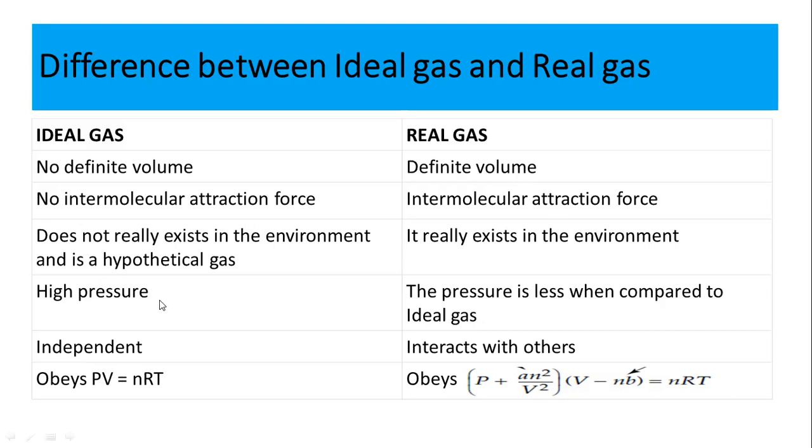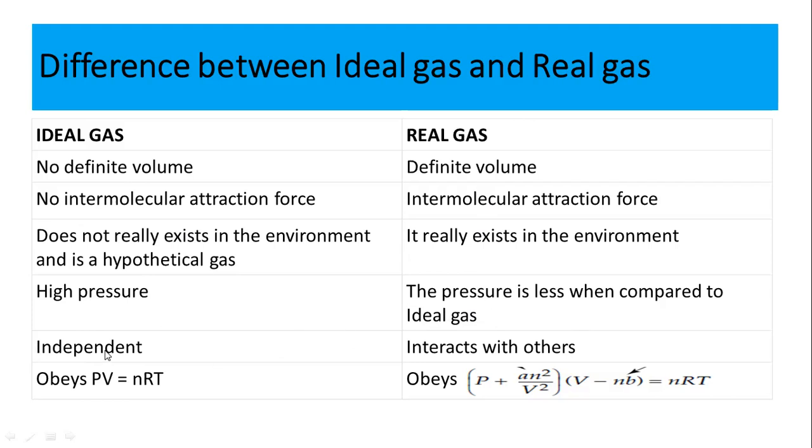The fourth difference is that the ideal gas has high pressure, and the high pressure is because there are no intermolecular forces of attraction, so the collision of the particles on the walls of the container is high. That's why it has high pressure. But the real gas has less pressure as compared to the ideal gas. So this is the difference between the ideal and the real gas.